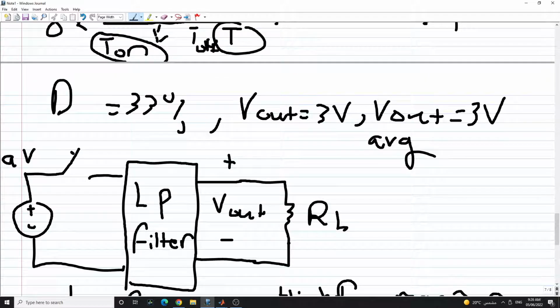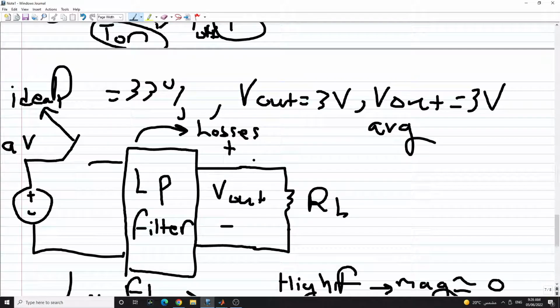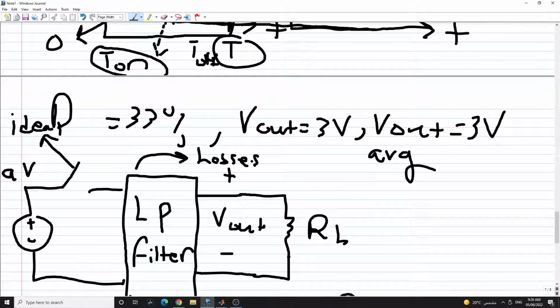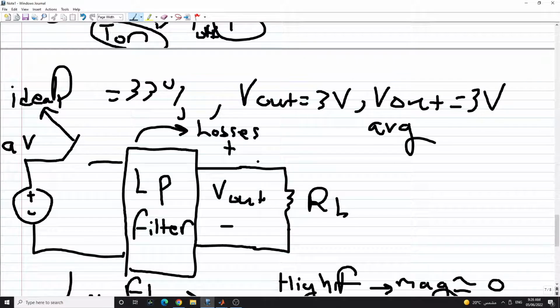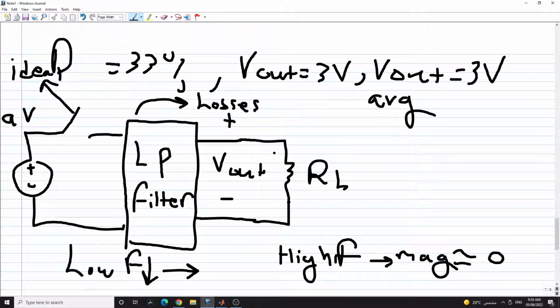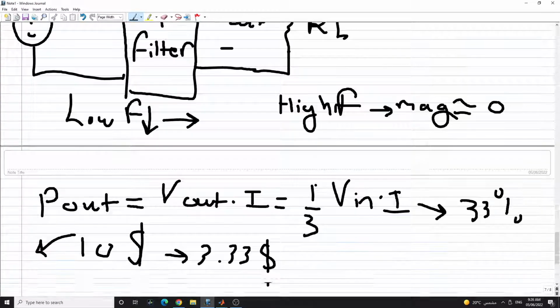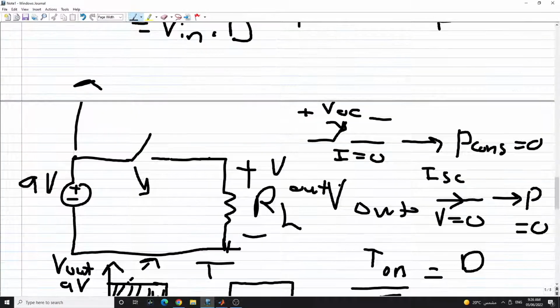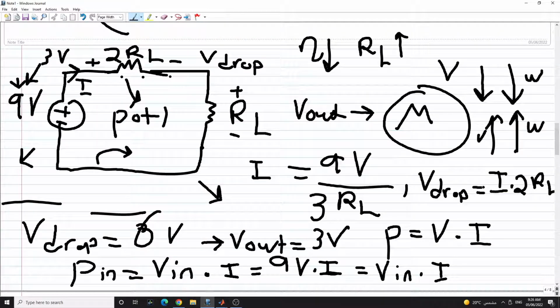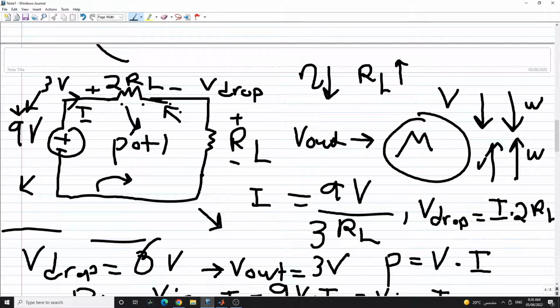Now, obviously, the switch here is not going to be ideal, and this filter here is going to have some losses, because filters are basically composed of electric components, and that means they're going to have some loss of some sort. But regardless of how much losses we have in our filter or how much losses we have in our transistor, I'm sorry, in our switch, which is usually implemented using a transistor, whatever the losses may be, it's still going to be a lot better than when we were using the resistive method. If you notice, the resistive method had only a 33% efficiency.